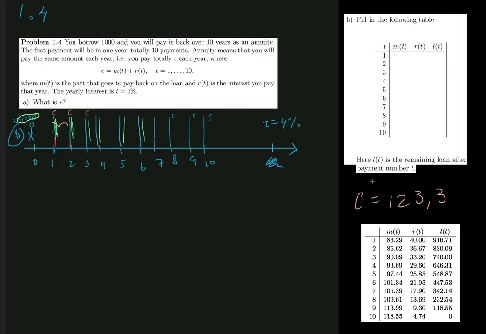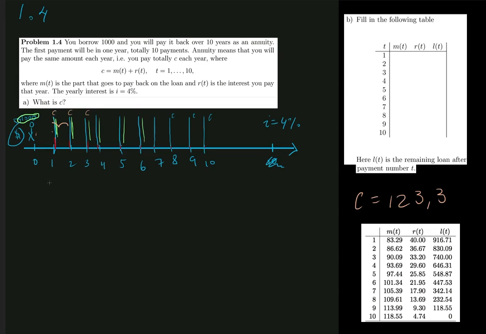So what we want to figure out now is what is M of t and what is R of t, because earlier we've already figured out that R of t decreases as M of t increases, since R of t is an interest that is taken on the remaining loan, and the remaining loan becomes smaller and smaller as we pay more and more of the loan back. So let us just try to establish what M and R and L should be calculated as.